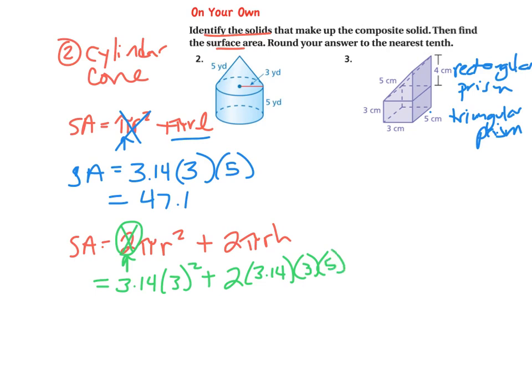Okay, now let's multiply all this. Let's see. 3 squared, which is 3 times 3, times 3.14. That gives you 28.26 plus 2 times 3.14 times 3 times 5. It's 94.2. Now we add that to our 28.26.